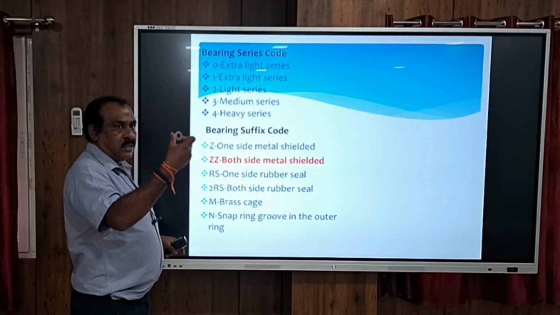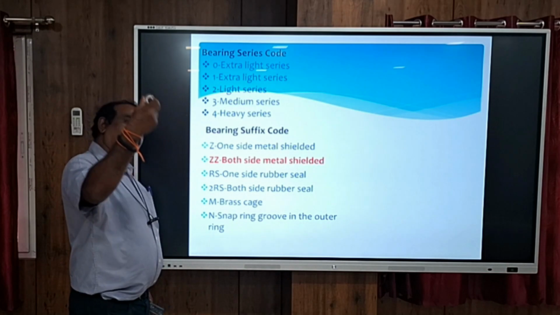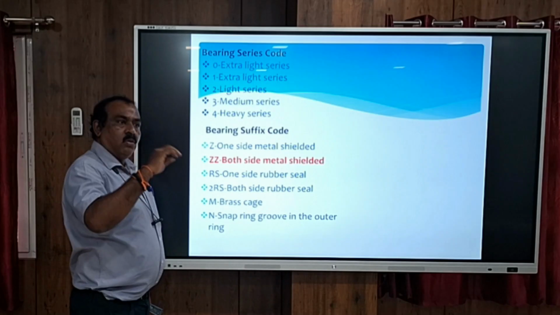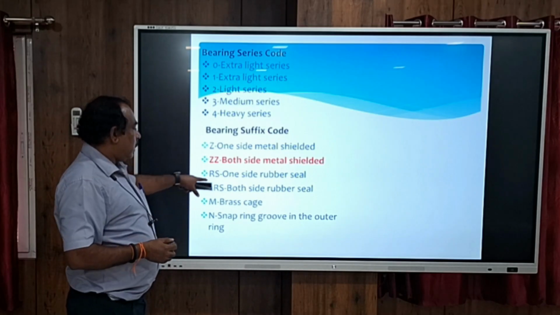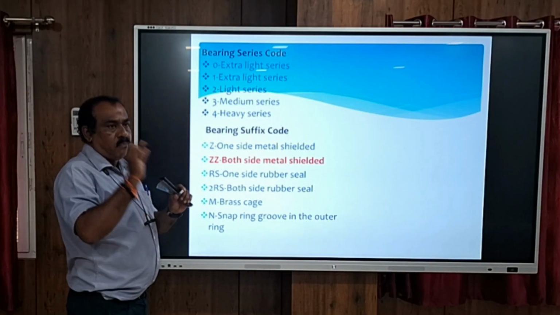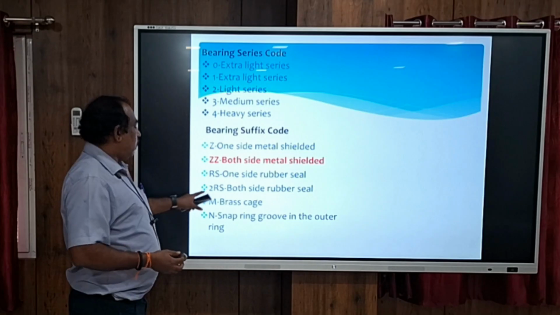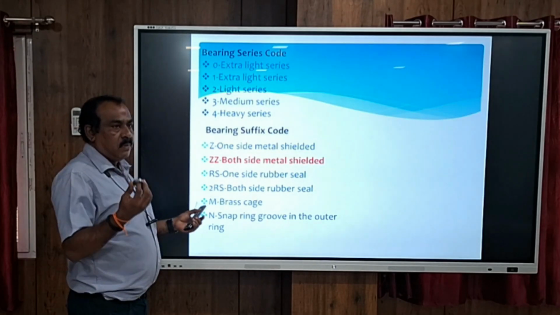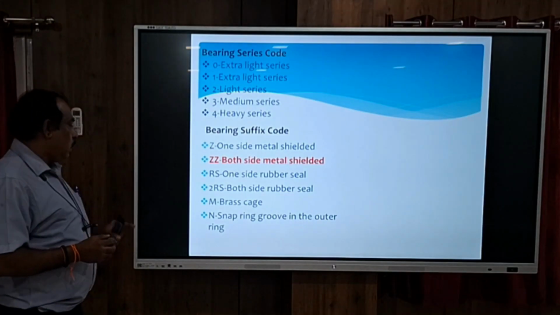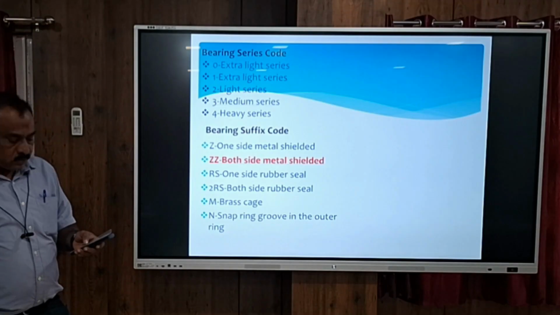Suppose both sides are shielded, so ZZ. This is both sides shield. Grease will already be available inside and there is no need for us to do greasing. So this is both sides metal shielded. RS, this R means rubber. In this space, instead of metal we are using rubber, so it is rubber shielded. 2RS means both side rubber seal will be there. And M is brass cage and N is snap ring groove in the outer ring.